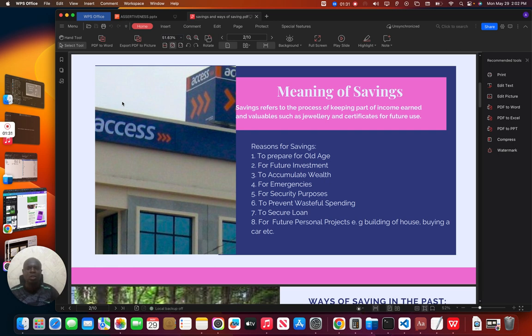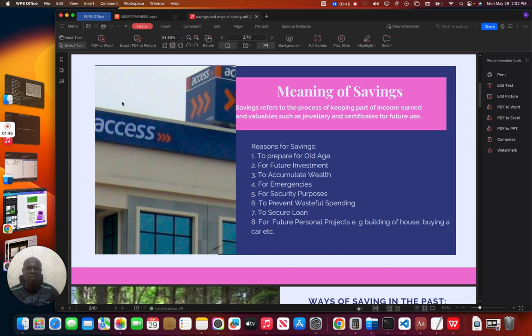Also, it is not only money that we save. We also save our valuables like jewelries, like our certificates. We save them, keeping them in a safe place for future use.